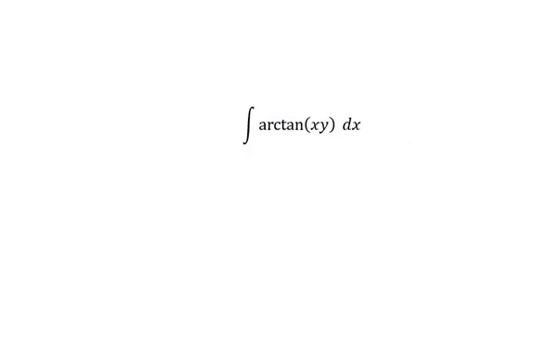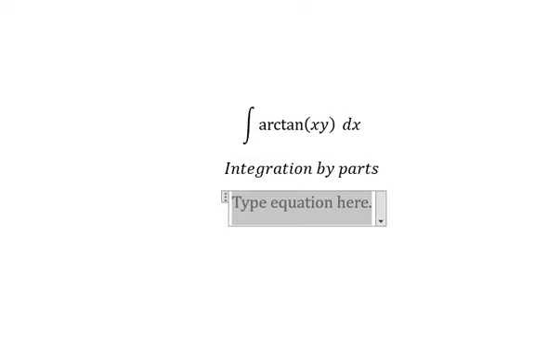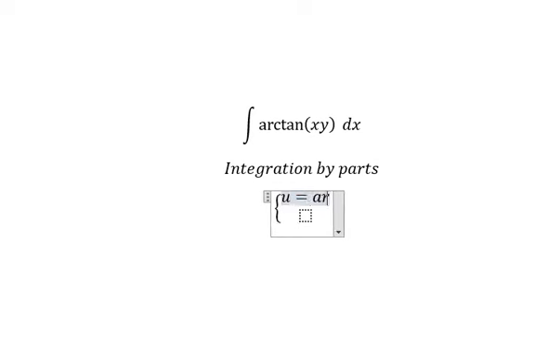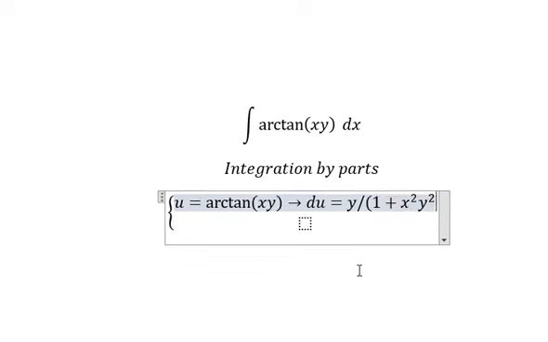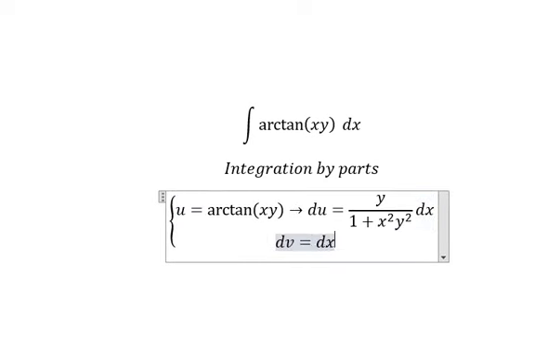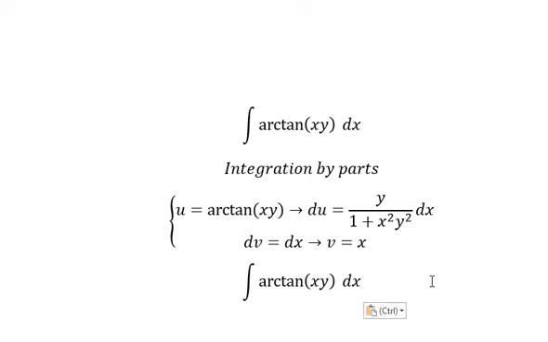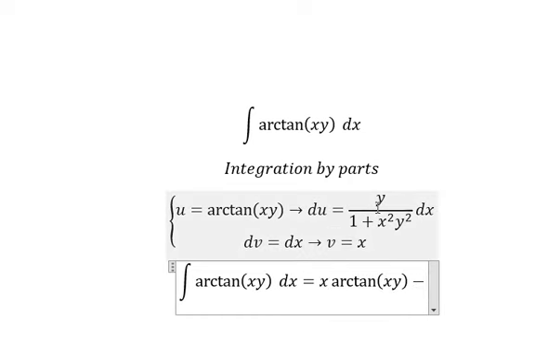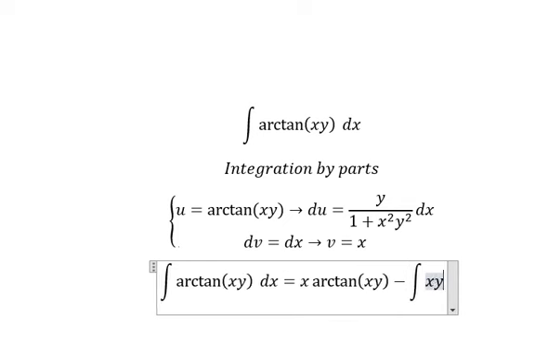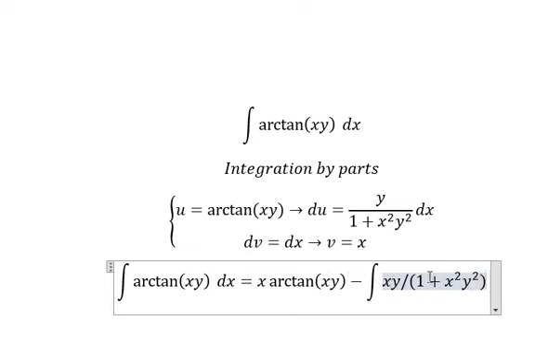Now we have integration by parts. So I will put u equals to arctan of xy. After that, we need to do first the derivative for both sides, and we have like this. dv is the dx, the integration of this one, we have v equals to x. So we have u multiplied by v, minus the integration of v du, so we have xy over 1 plus x squared y squared dx.